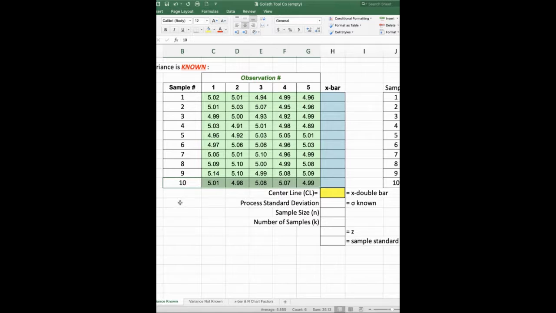In this case, from past historical data, it's known that the process standard deviation is 0.08. The company wants to develop a 3 sigma control chart to monitor this process. So now our task is to build the control chart.